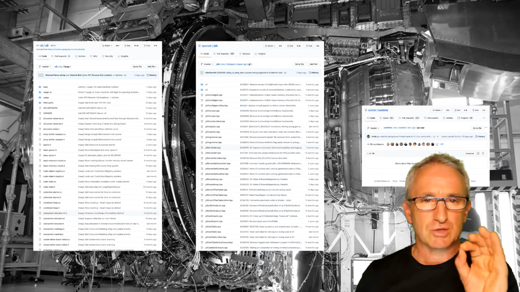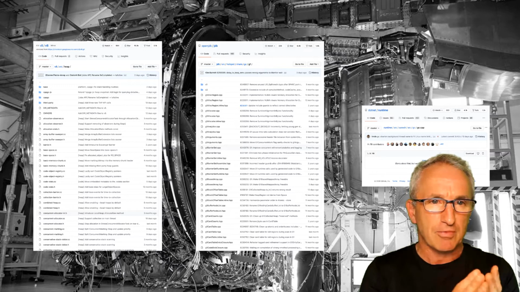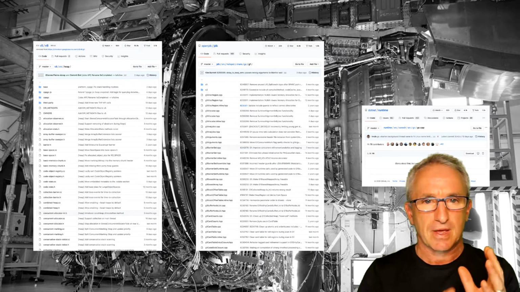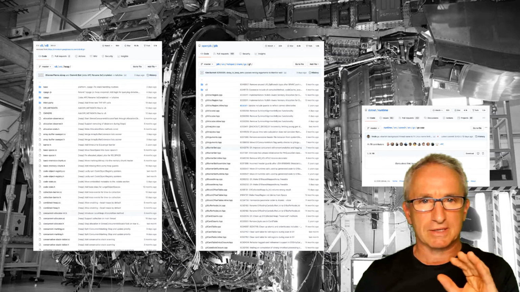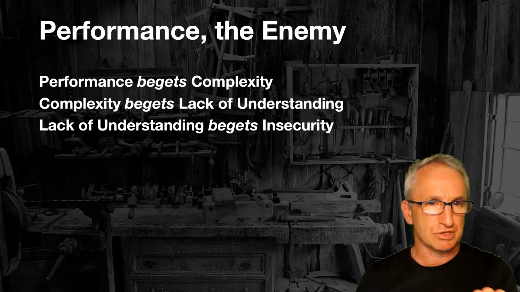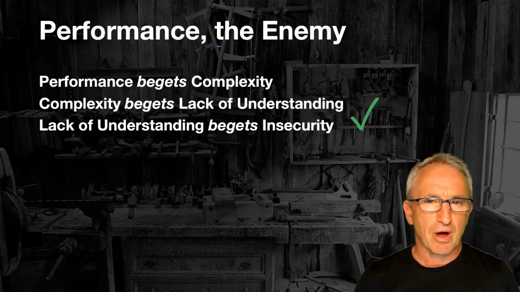So again, I just want to impress upon you, here we have three excellent examples of high performance, very carefully engineered pieces of software that are undeniably complex, which would tend to support the argument that performance is the enemy. However, I want to challenge that.